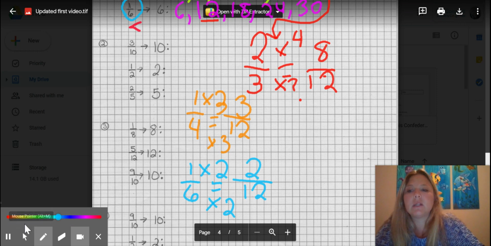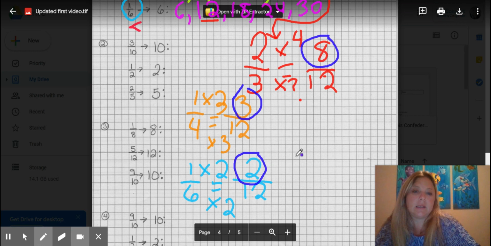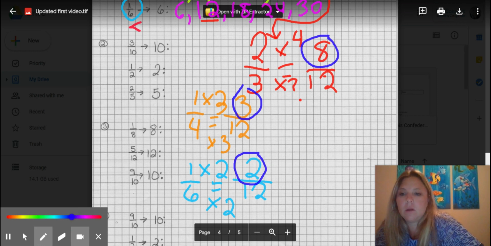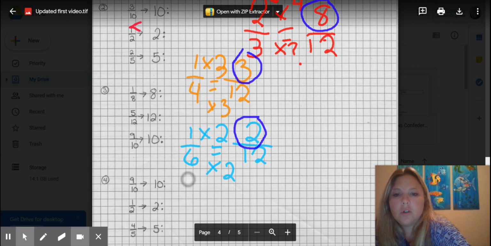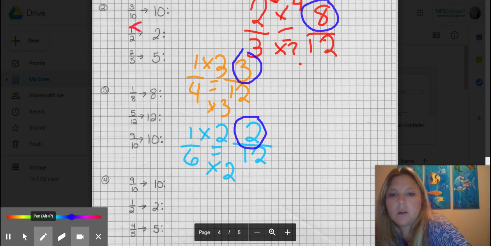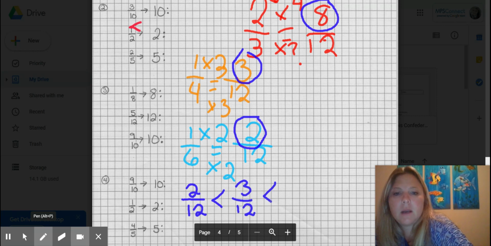Now it's time to compare all of these. I have common denominators, 12, so I'm going to look at the numerators. I have an 8, a 3, and a 2. The directions say from least to greatest. So 2/12 is the smallest. The next number is 3/12. And then the next number is 8/12.